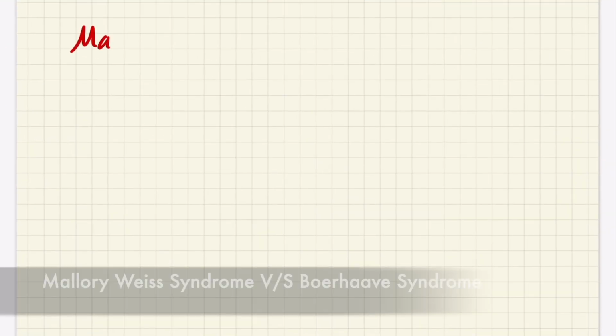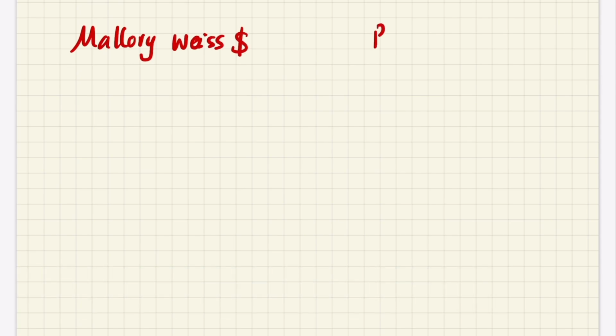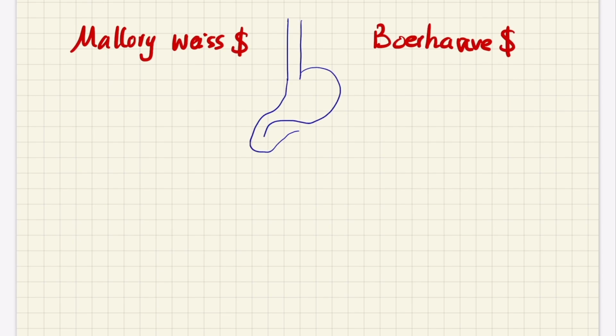So in this video, we are going to cover Mallory-Weiss syndrome versus Boerhaave syndrome. Both of them appear in the esophagus. Now, the main difference is the level of penetration in each one of them. So in Mallory-Weiss, we have submucosal tear of the vessels. In Boerhaave syndrome, we have a full penetration of the esophagus.